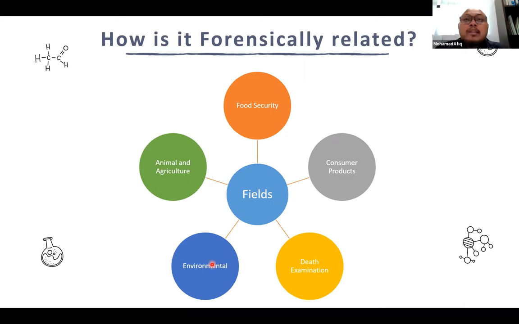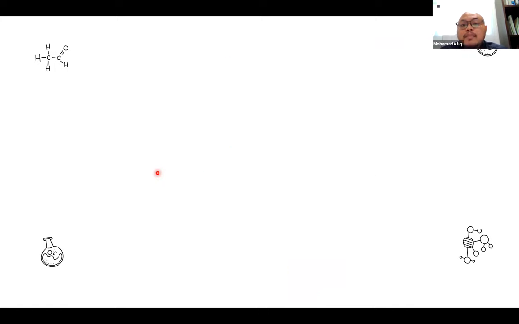How about the environmental? For example, because of mining, penggalian tanah, maybe there is arsenic pollution in the water, so they will look into the environmental aspect. Or maybe a factory releases poisonous gas into the air. That's how it's related to the environment. Same goes for animal and agriculture. I believe nowadays, including Indonesia, has banned paraquat. Paraquat is a toxic pesticide, very harmful to humans, and has been banned throughout the world. Most countries have already banned paraquat. So it's related to animal and agriculture as well.